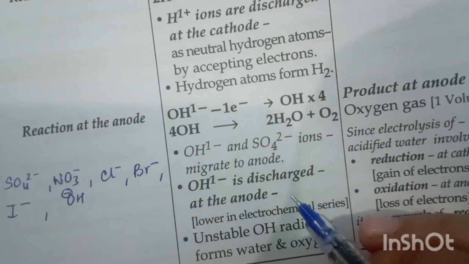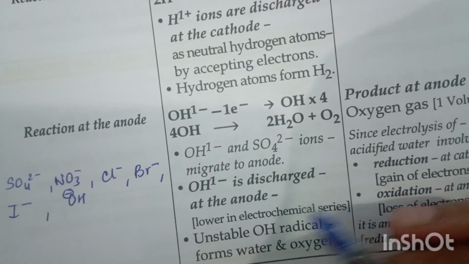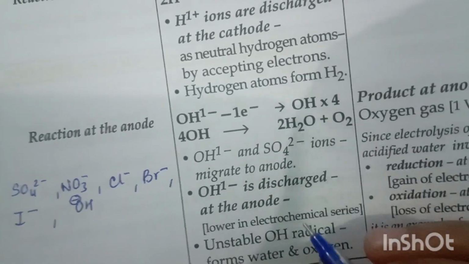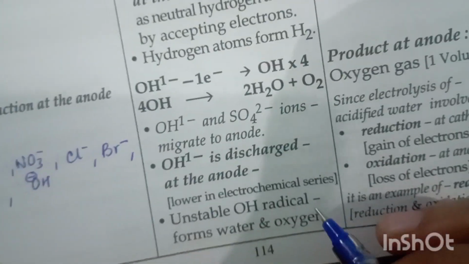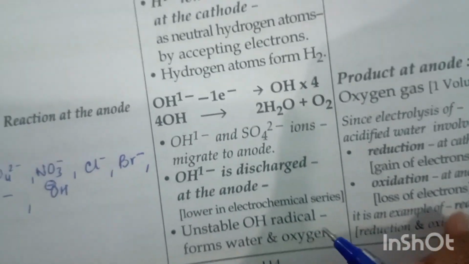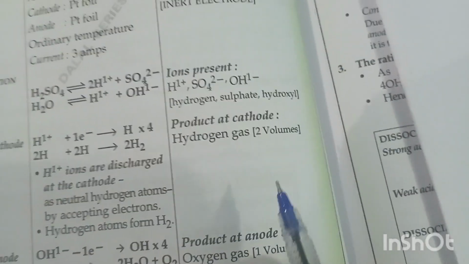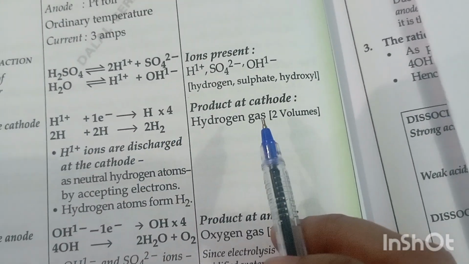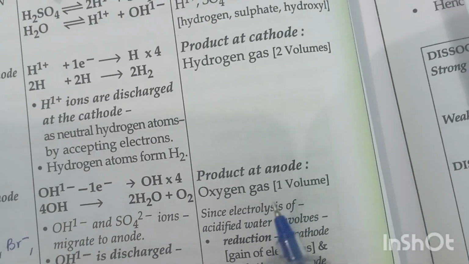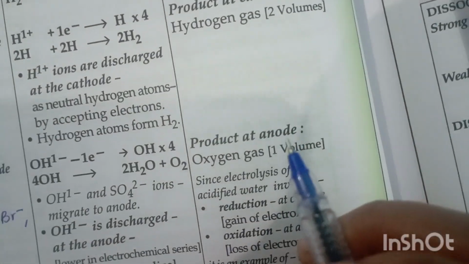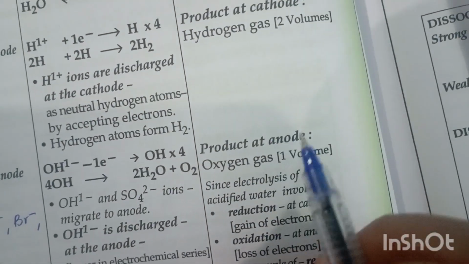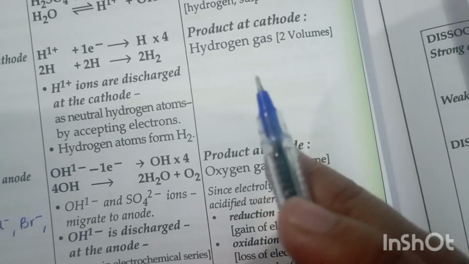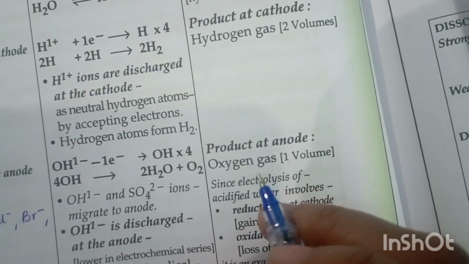So the hydroxyl ion, because it is lower in the electrochemical series, is discharged, that is, removal of its charge takes place at the anode, and the unstable OH radical forms water and oxygen. So the product at the cathode will be hydrogen gas, and the product at the anode will be oxygen gas, and oxygen gas is half of the volume of the hydrogen gas. 2 volumes of hydrogen gas are produced at the cathode, and 1 volume of oxygen gas is produced at the anode.